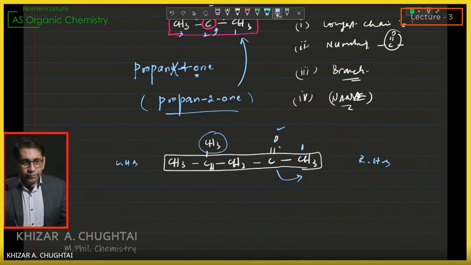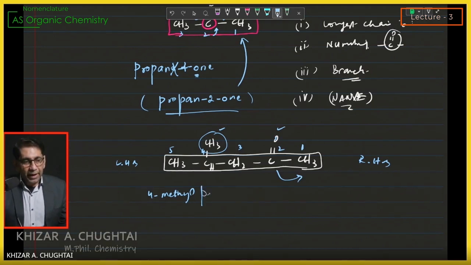Carbon number 1, carbon number 2, carbon number 3, carbon number 4, carbon number 5. So generally speaking, I have marked the numbering. The branch is at the 4 position, 4-methyl. And how many carbons are there in the longest chain? 1, 2, 3, 4, 5 carbons are in the longest chain.